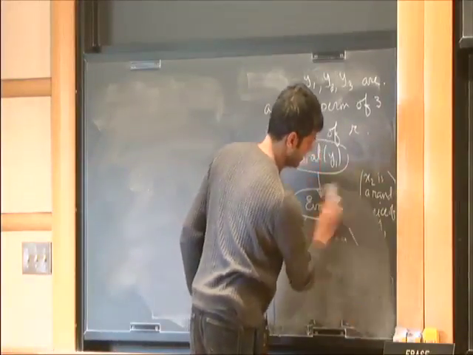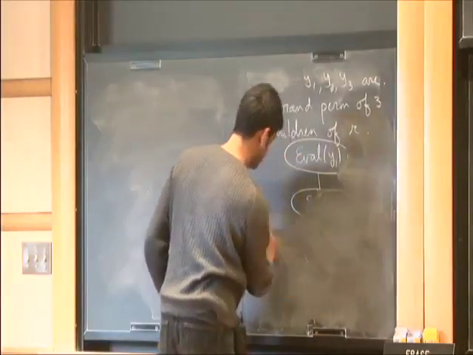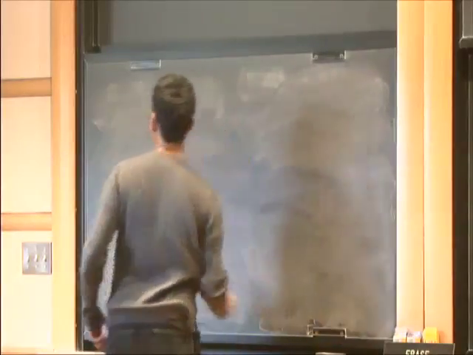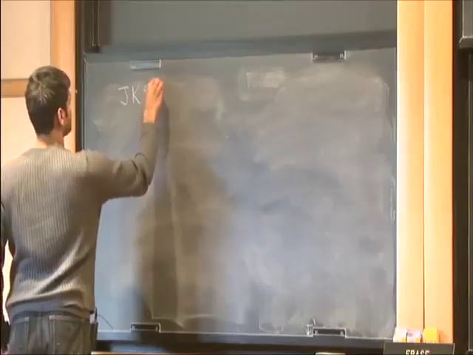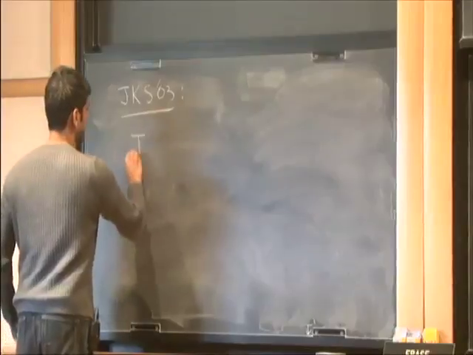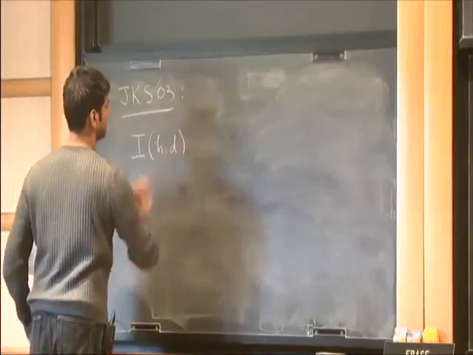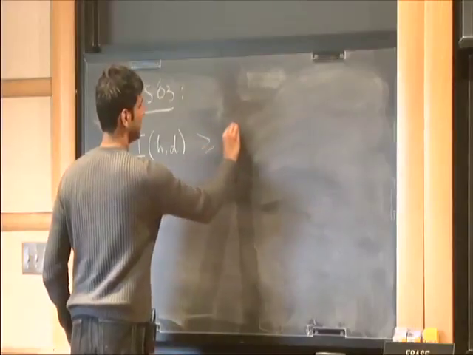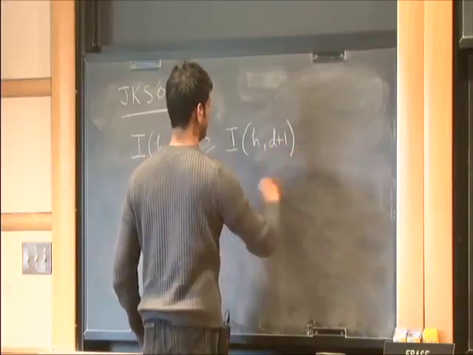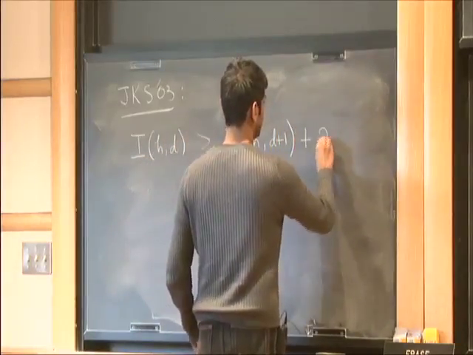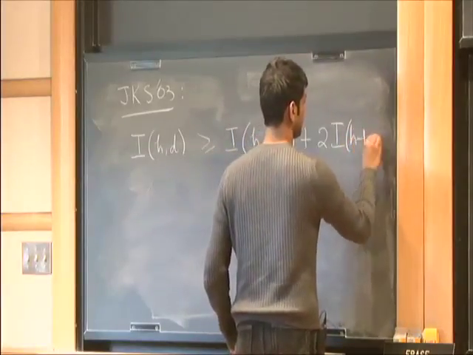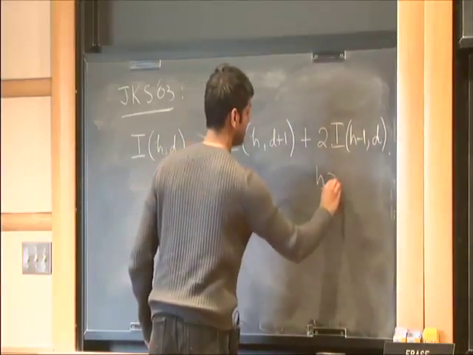So JK has showed a beautiful recurrence between these I quantities. They showed that I of h, d is bigger than or equal to I of h, d plus 1 plus 2 times I of h minus 1, d. Okay, and this is for h bigger than or equal to 1.